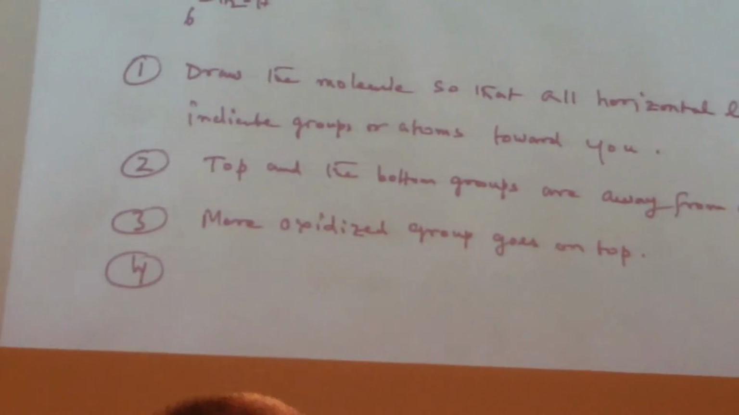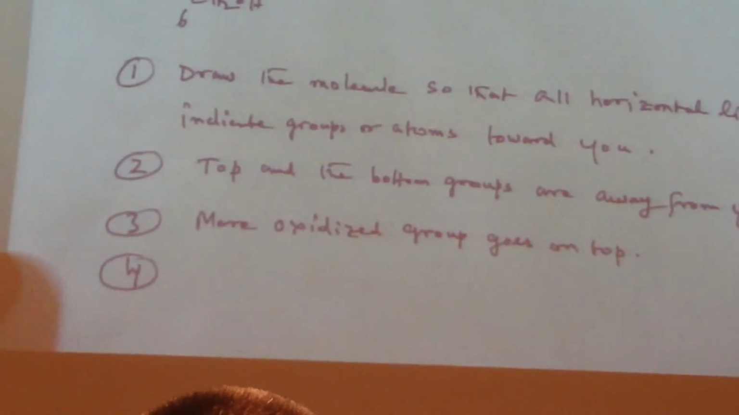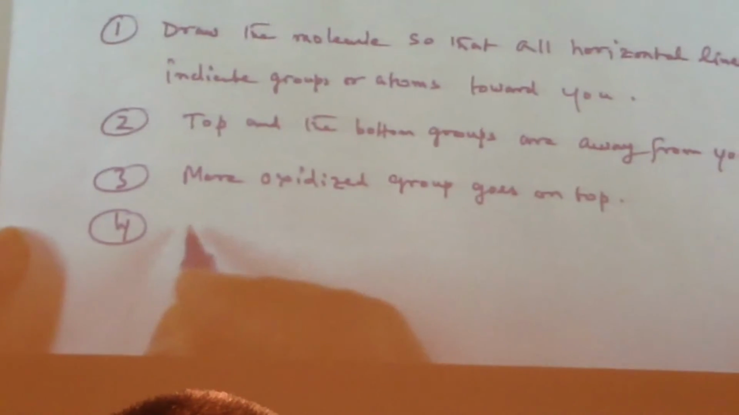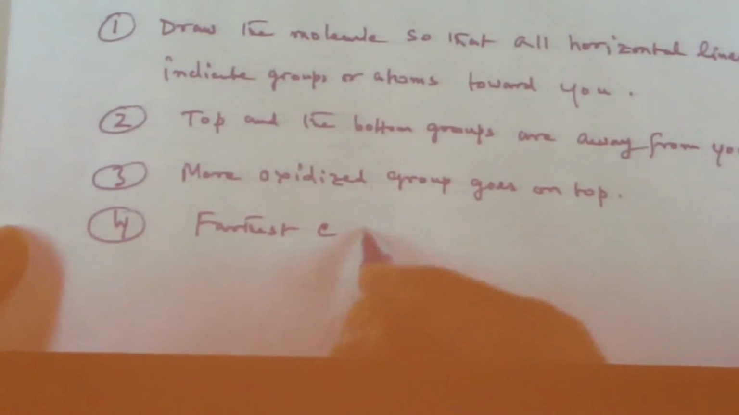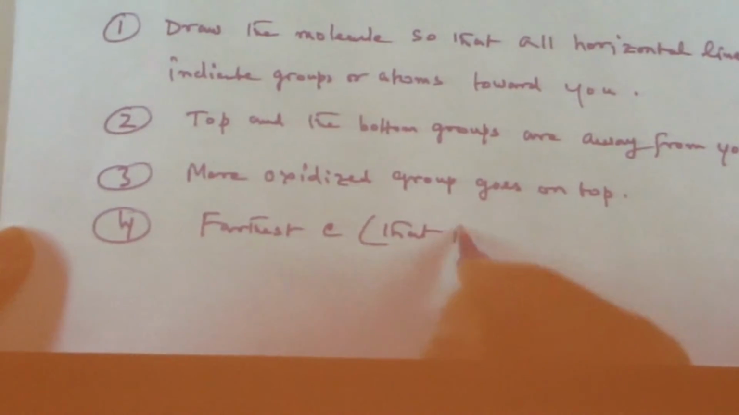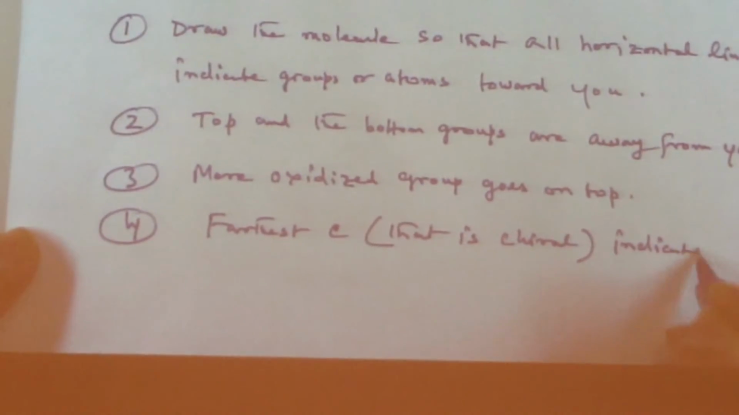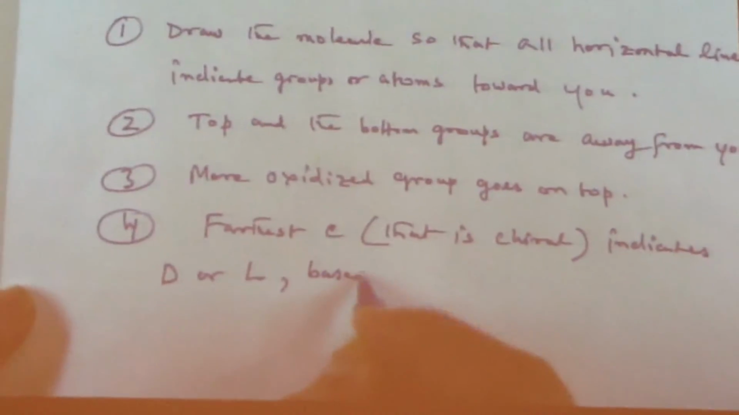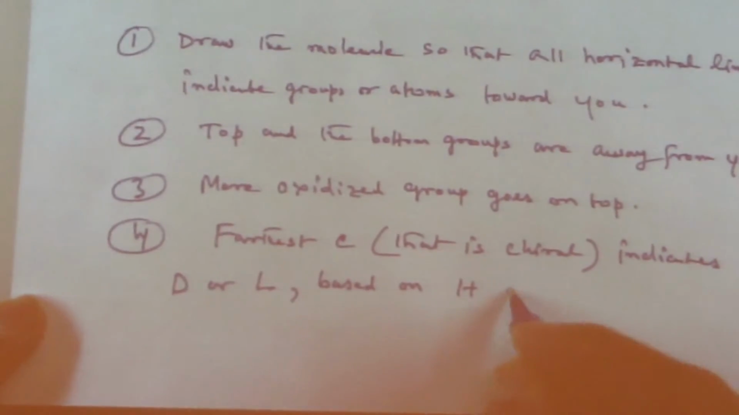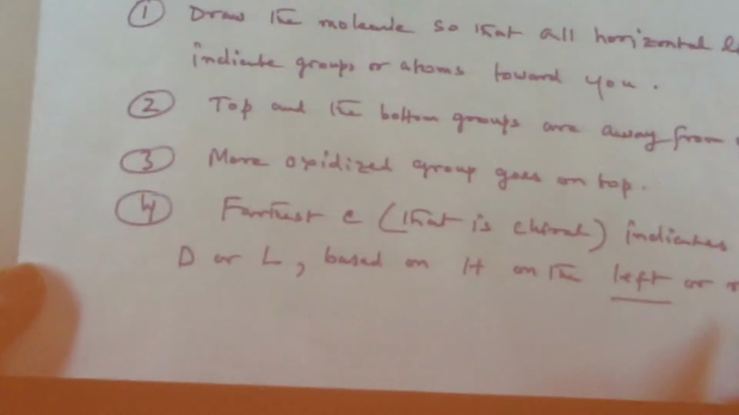If you have hydrogen on the left, that is D. If you have hydrogen on the right, then it's L. So the farthest carbon that is chiral indicates D or L, based on hydrogen on the left or right. Left is D and right is L.